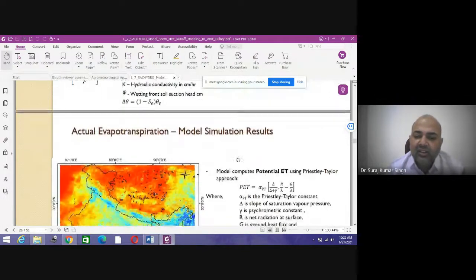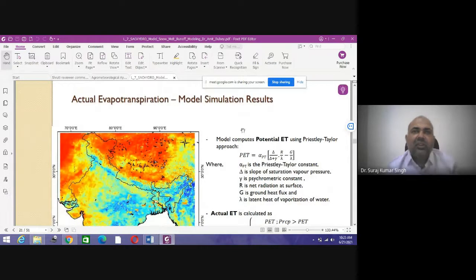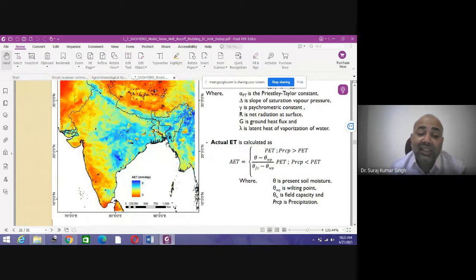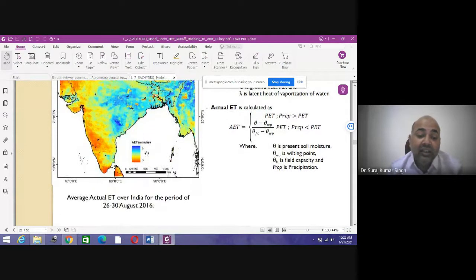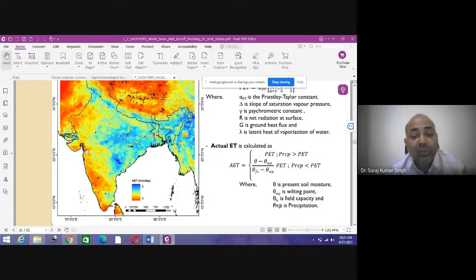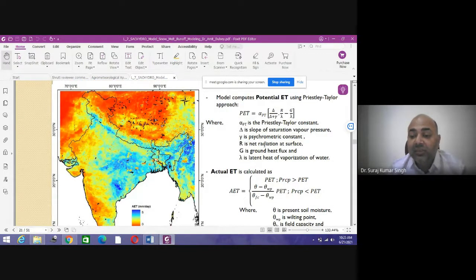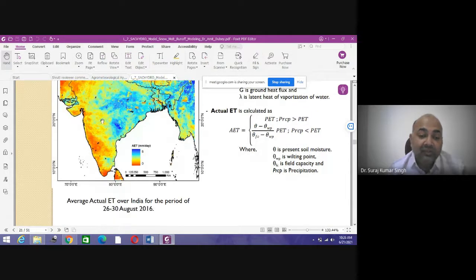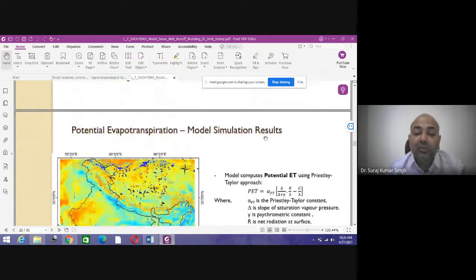Using the different models, the SAC hydrologic model uses potential ET from the Priestley-Taylor approach, and using this you can see the actual evapotranspiration in that area over the period of 26 to 30 August 2016. So you can see the amount of precipitation and the amount of evapotranspiration throughout India, calculated using the following formula, which will be mapped in the software we'll use in our laboratories. So that is the potential evapotranspiration method and actual evapotranspiration, and finally we'll get such products when we perform those two exercises.